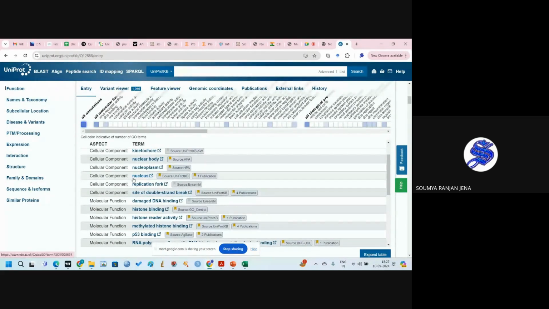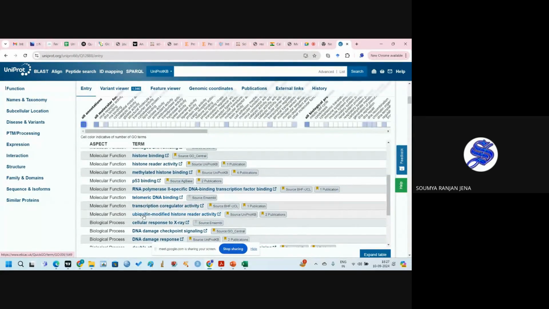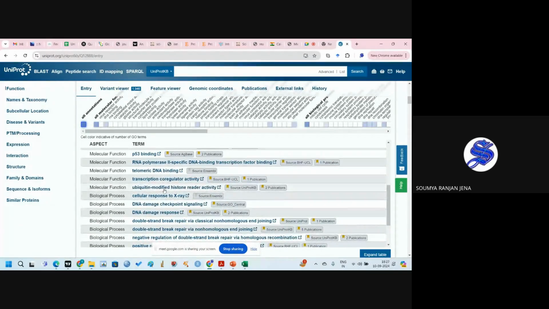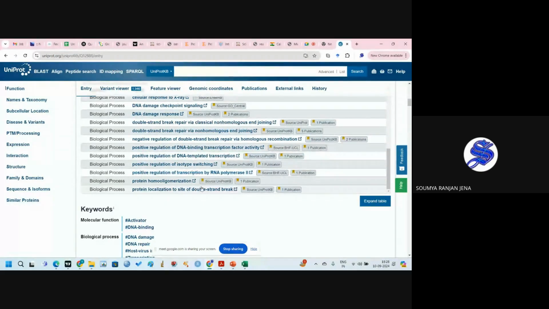These are cellular locations of this TP53, and for molecular function, it checks damaged DNA binding, histone binding, any DNA binding, telomeric DNA binding, and transcription regulator activity. For biological process, it includes DNA damage checkpoint signaling, because it always checks for DNA damage. If DNA damage occurs, it leads to mutation, and this causes cancer. All types of DNA damage, such as double strand break repair and double strand break repair by non-homologous end joining, are all functions of this TP53 gene.